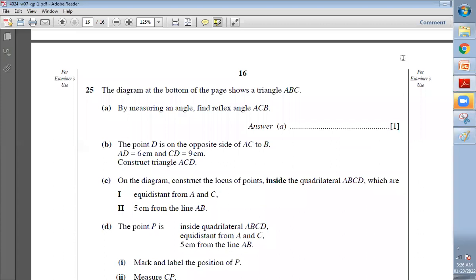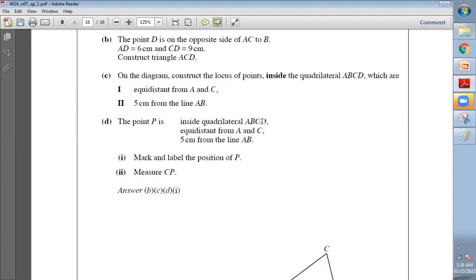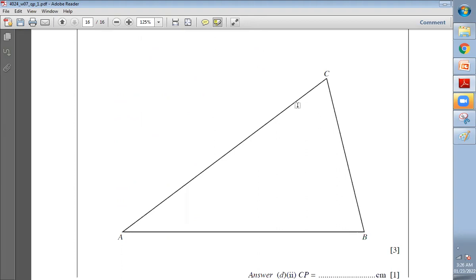Okay. He says the diagram at the bottom of the page shows a triangle ABC. By measuring an angle, find the reflex angle ACB. Okay. So if you want to find out this reflex angle ACB, first of all, with the help of the protractor, measure this angle. And this angle will be, I think, 66. But you can measure it with the help of the triangle. Then the reflex angle will be this outer angle. That can be found by 360 minus whatever is this angle.